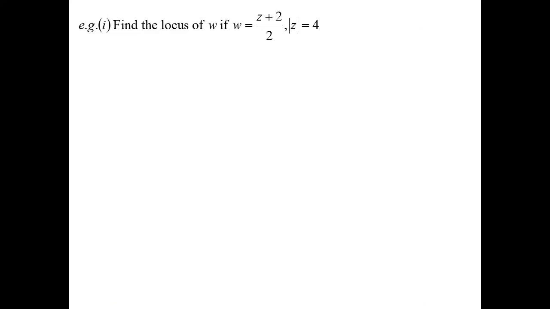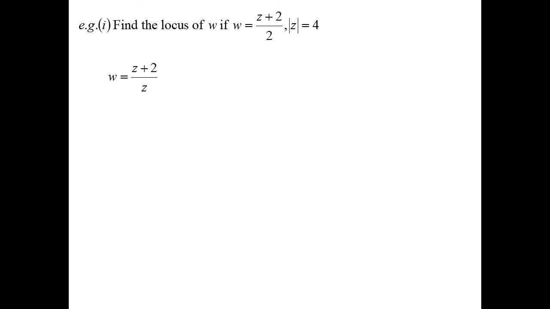Let's look at some examples then. So here's the function. So they want us to find the locus of W if W is Z plus 2 on Z. But the condition they've placed on it is modulus of Z equals 4. So our input, the Z, would be the circle, center 0, radius 4. If we were to grab every single number on that circle and substitute it into this function, what would we get? What would the output look like?